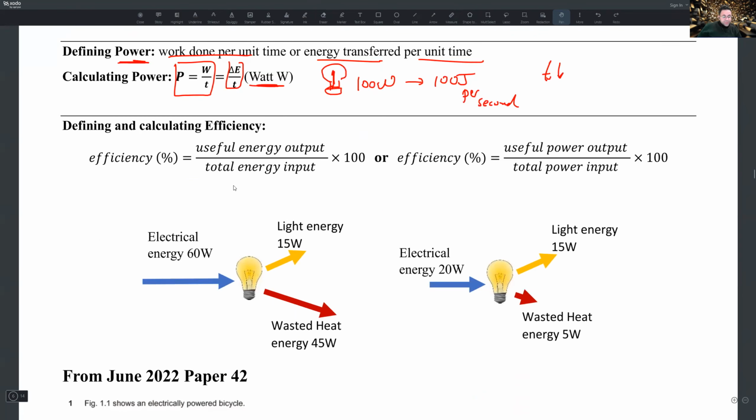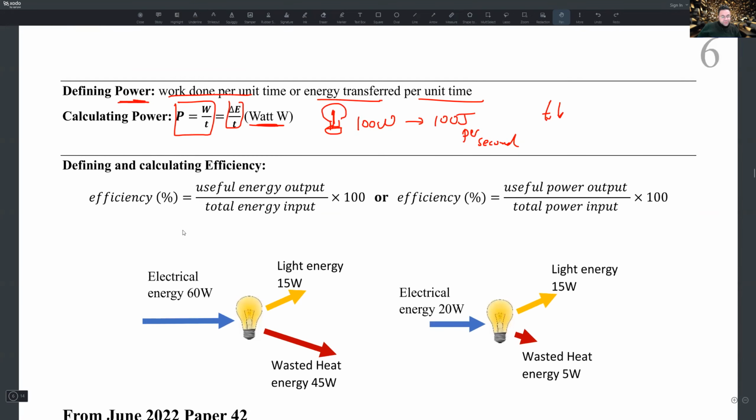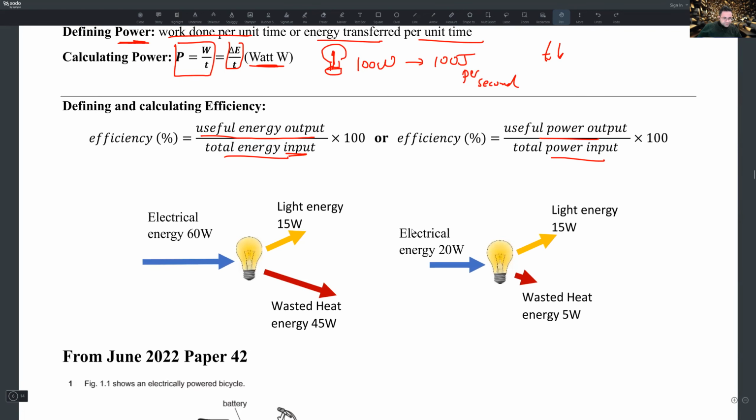Last thing, efficiency. What is efficiency? Efficiency is just a ratio of the useful energy output or power output divided by the total energy input or power input. To understand it, besides the formula, take a look at these two examples.